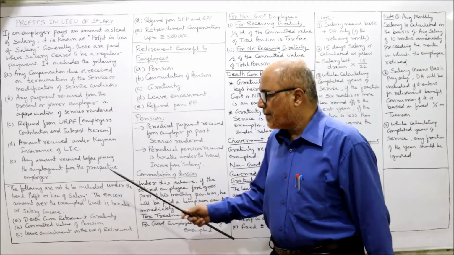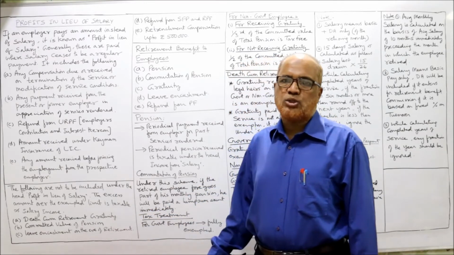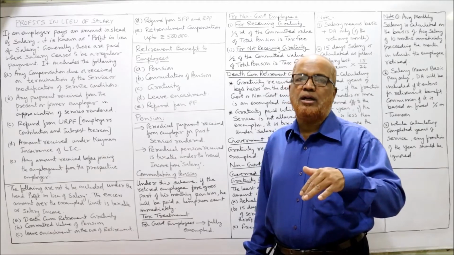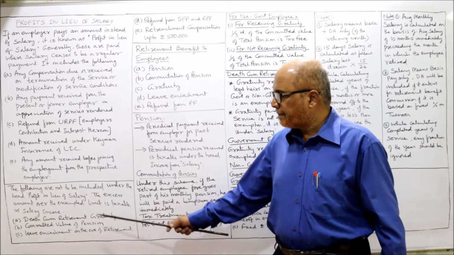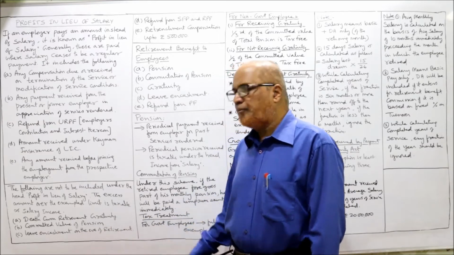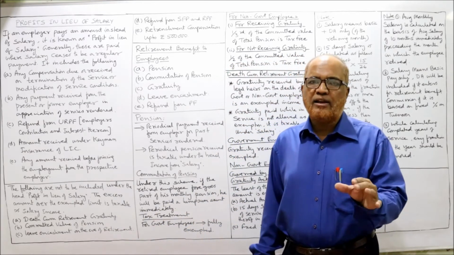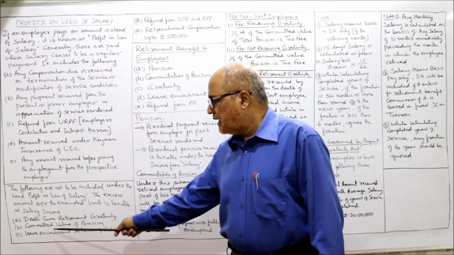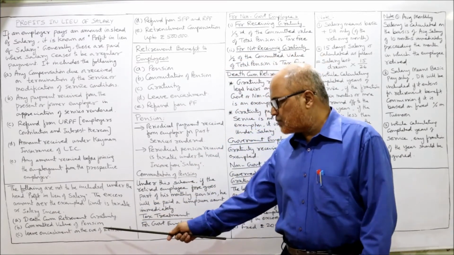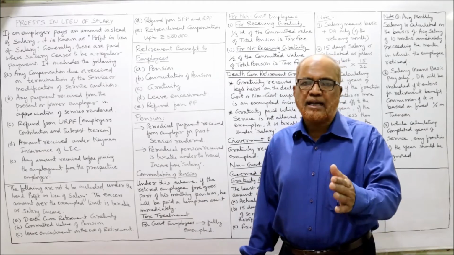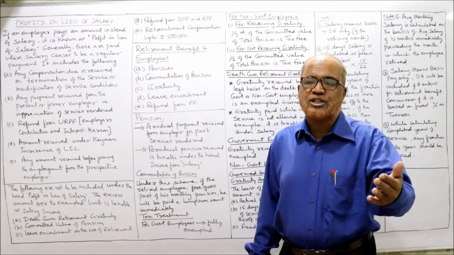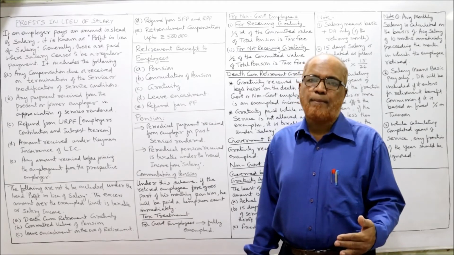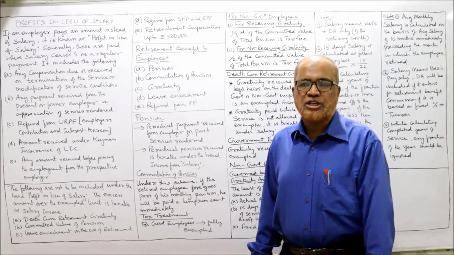So which are the items? First, death cum retirement gratuity. Gratuity paid at the time of death of the employee or during retirement. Secondly, commuted value of pension. What is pension? What is commuted value? I am going to explain now. Then leave encashment on the eve of retirement. At the time of retirement, an employee may encash his unearned, unavailed leave.